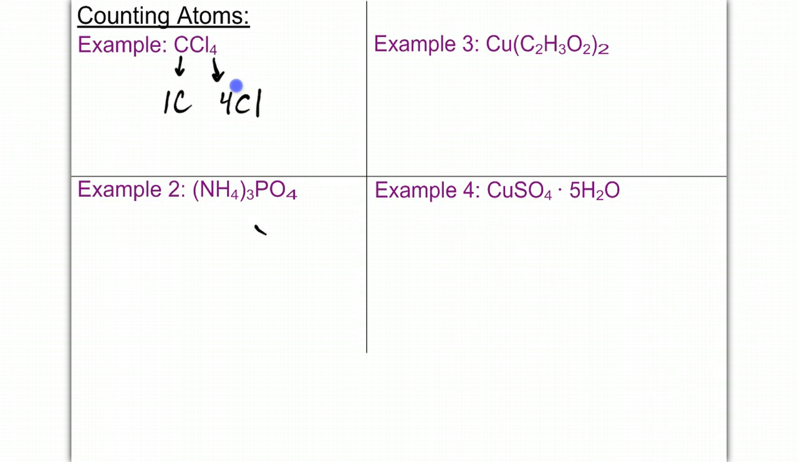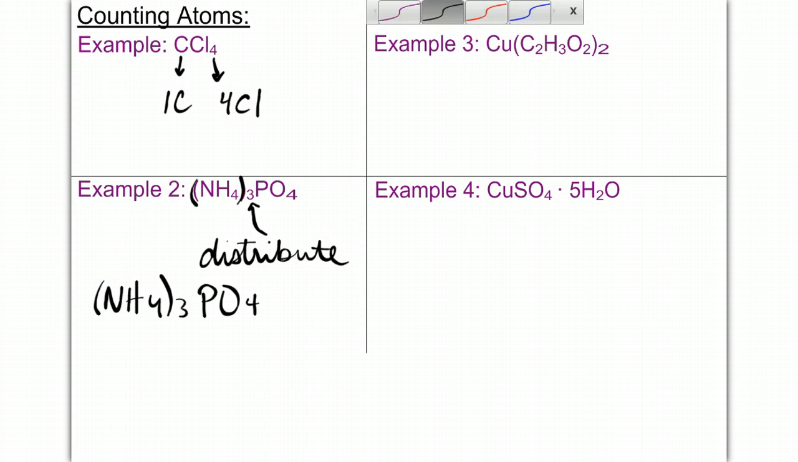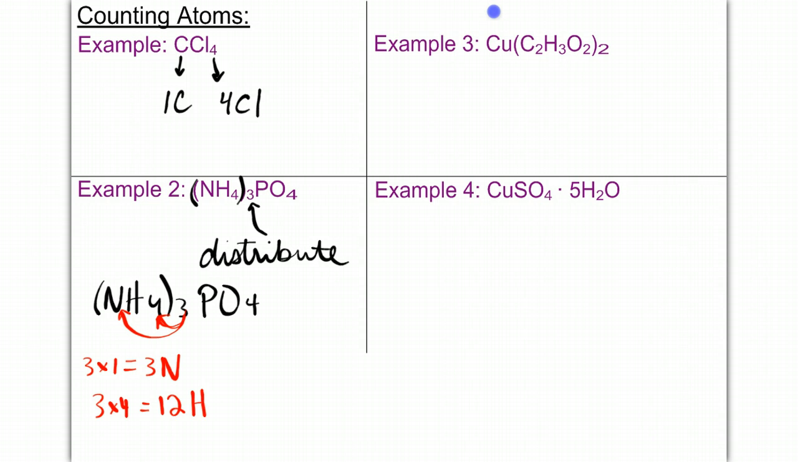In example 2, we have a subscript outside of some parentheses, and so what you'll do with that is distribute that subscript into the parentheses. And so when I distribute, what I'll end up getting is I have 3, this is an understood 1, so I have 3 times 1 equals 3 nitrogens. And then here I have 3 times 4, which is going to give me 12 hydrogens. Here I have 1 phosphorus, and here I have 4 oxygens. And so for my answer for this one, I have 3 nitrogens, 12 hydrogens, 1 phosphorus, and 4 oxygen.